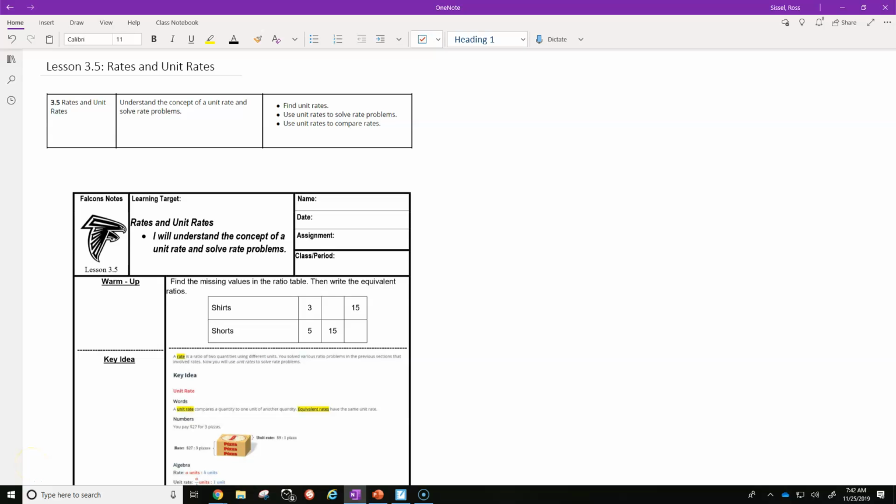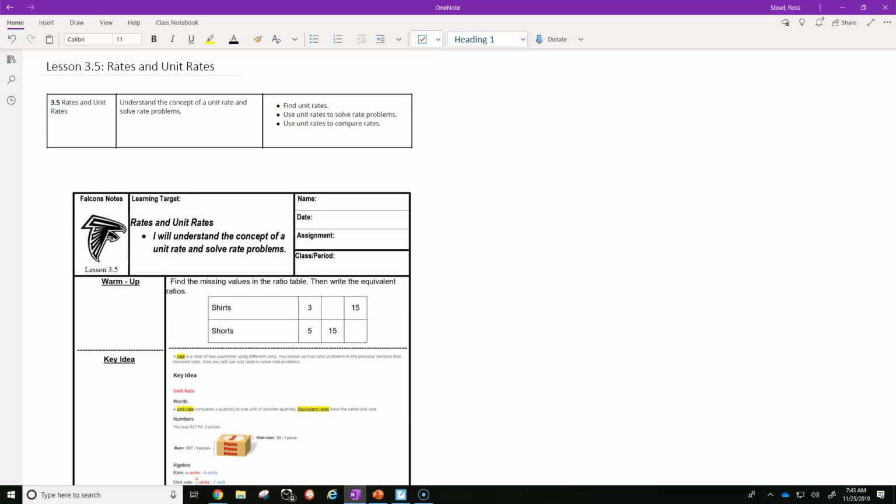Alright, so today is lesson 3.5, rates and unit rates. I wanted to say ratios. Rates and unit rates. I think I wrote ratios up there, right? Yeah, I knew I saw ratios somewhere. Rates and unit rates.